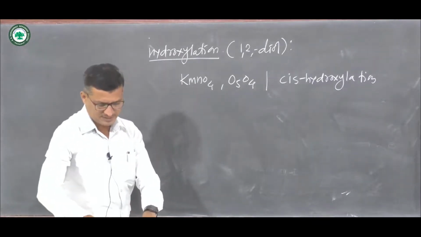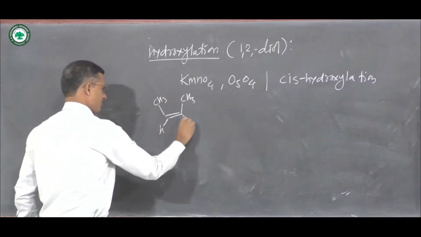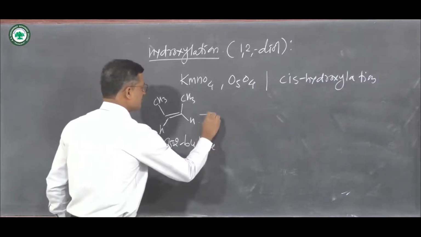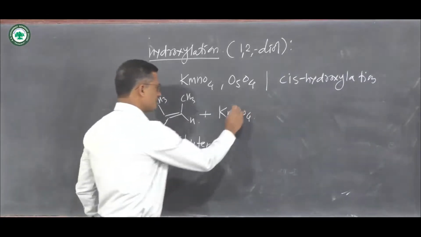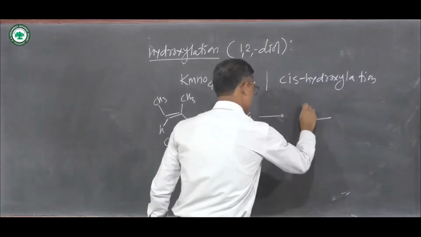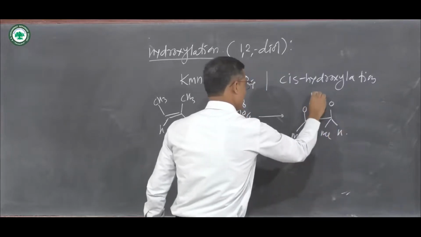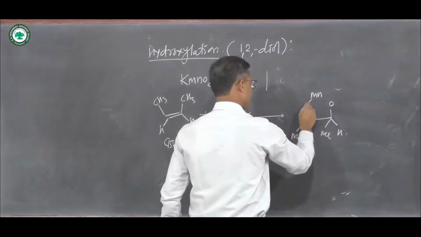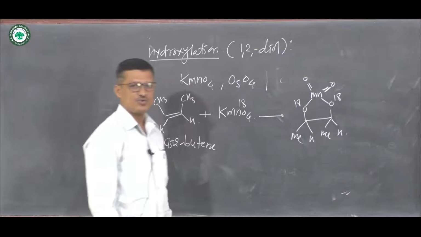Suppose we take one simple example. We take cis-2-butene, and the cis-2-butene reacts with KMnO4, where the oxygen from the KMnO4 is labeled with oxygen-18, and then we get an intermediate, the cyclic manganate ester, and both oxygens coming to this are O18 labeled.